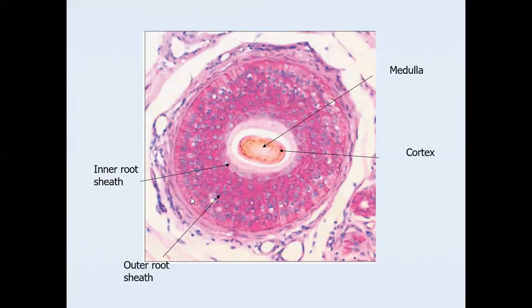Cross section of the hair. The hair comprises a medulla and a cortex. Then the hair follicle comprises the inner root sheath, the outer root sheath, which is the bigger portion, and the dermal sheath, which is covering the hair follicle.